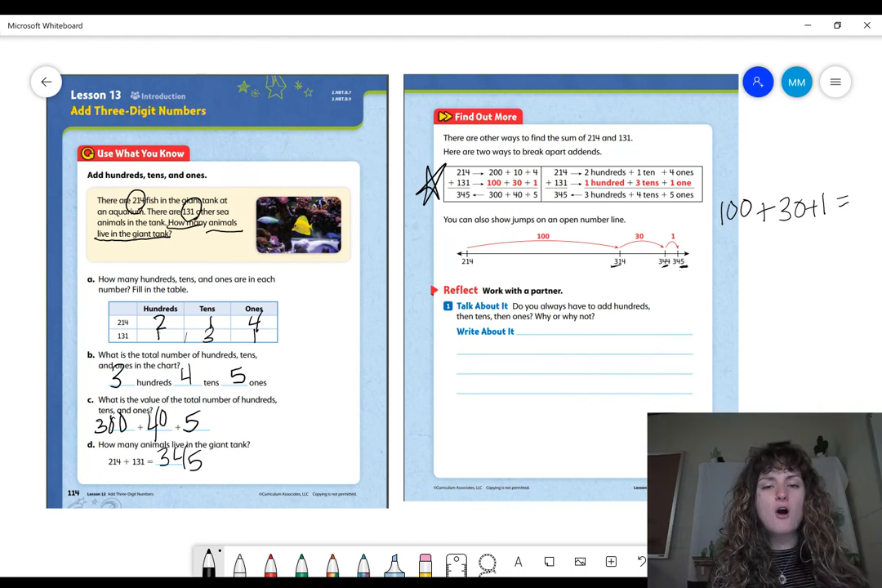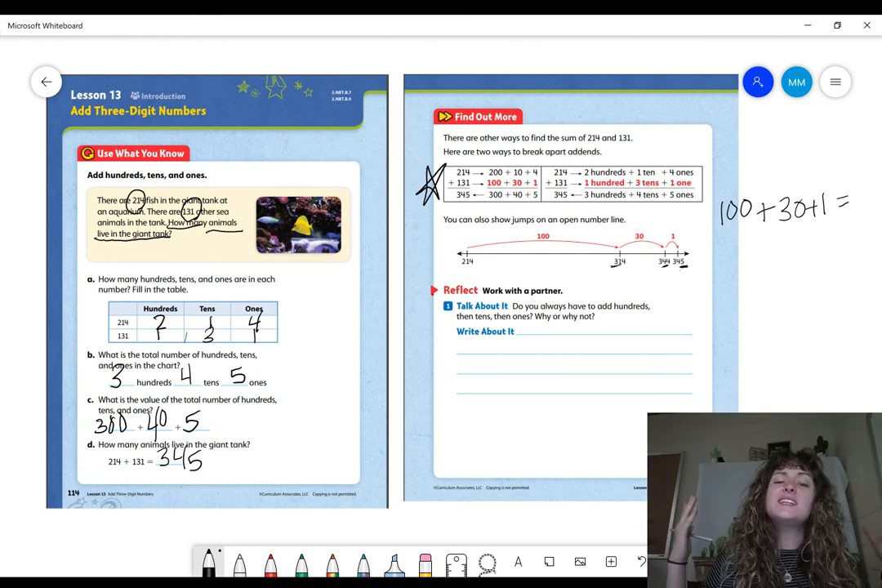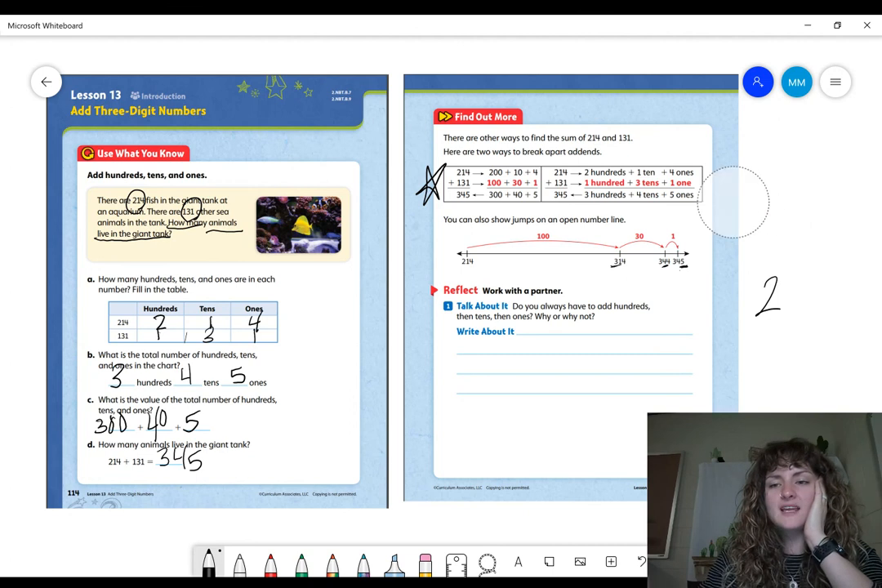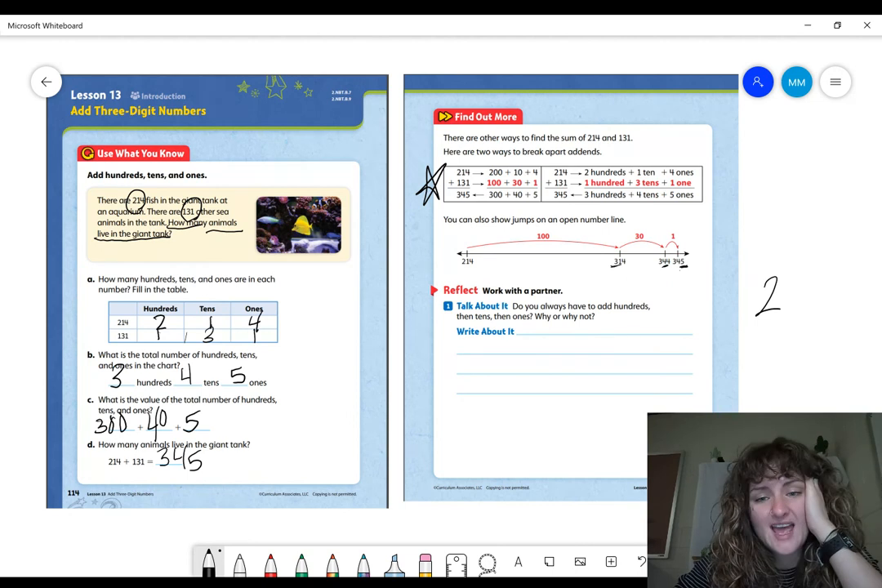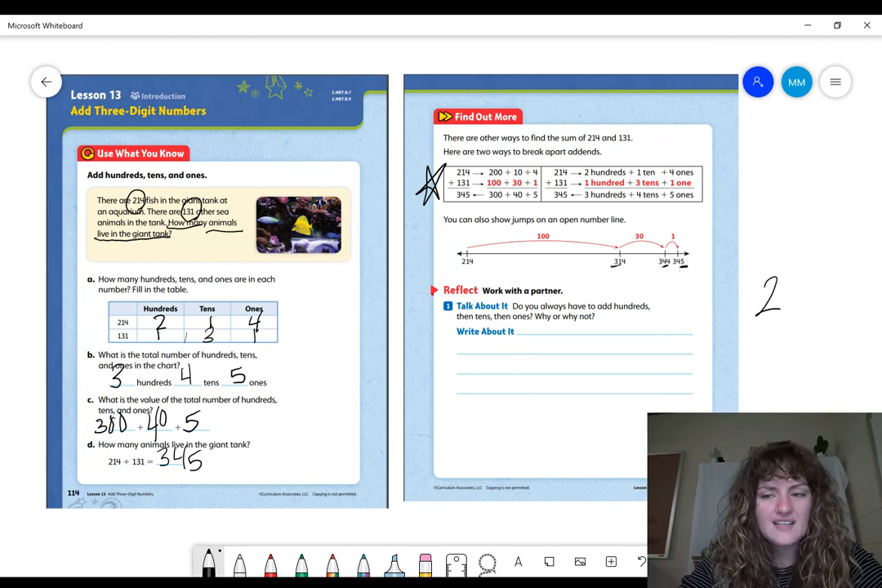So thinking about all the different strategies that we have used in the past to add 2-digit numbers, now 3-digit numbers, I want you to think about what can happen if I have too many ones in the ones place. Because here is what our last question is asking. It says, do you always have to add hundreds, then tens, then ones? Why or why not? So in this strategy, we started by showing the value of the hundreds, then the tens, then the ones.